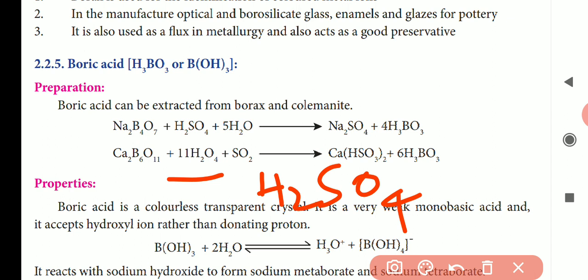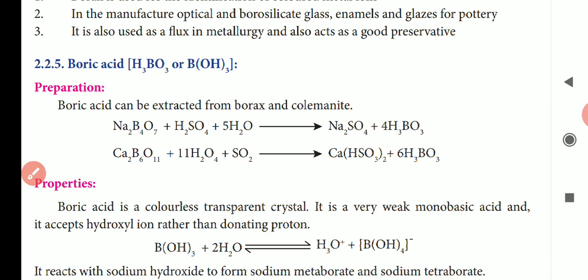Colemanite, and we have already discussed the chemical properties of borax. Simply, boric acid is prepared when Na2B4O7 is treated with concentrated sulfuric acid. We get boric acid. Boric acid is a colorless transparent crystalline solid.